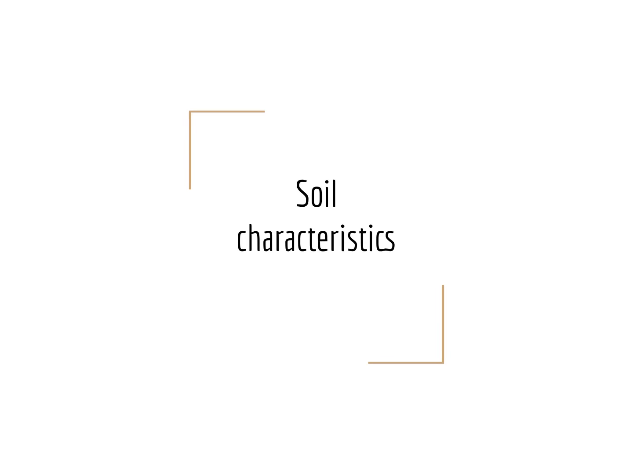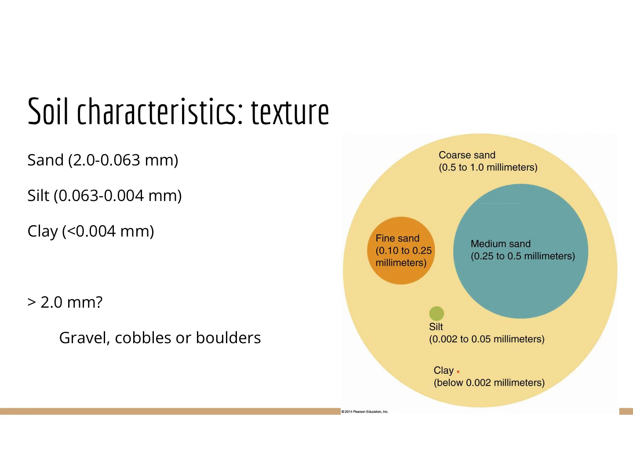Okay, we are going to continue our discussion about soil and talk about some characteristics and composition of soil, both physical and chemical. We're going to start out with some physical characteristics of soil, and the first is texture, and texture is going to lead to several other types of characteristics.